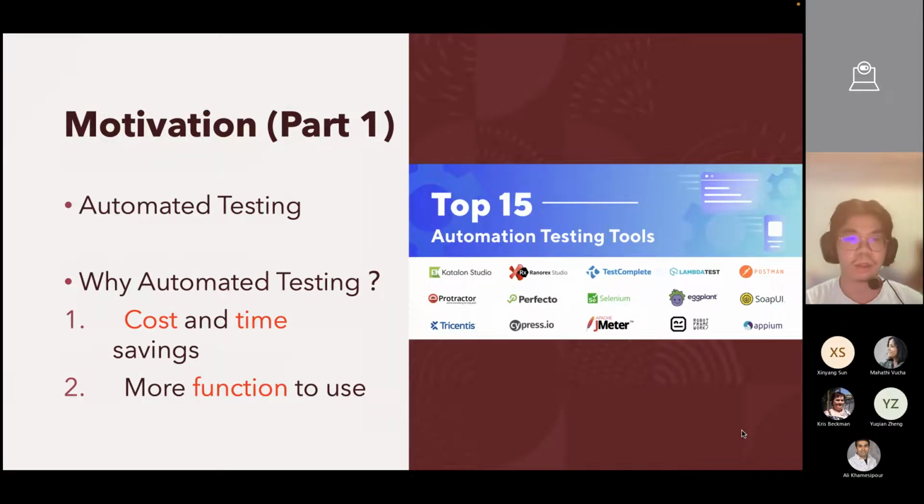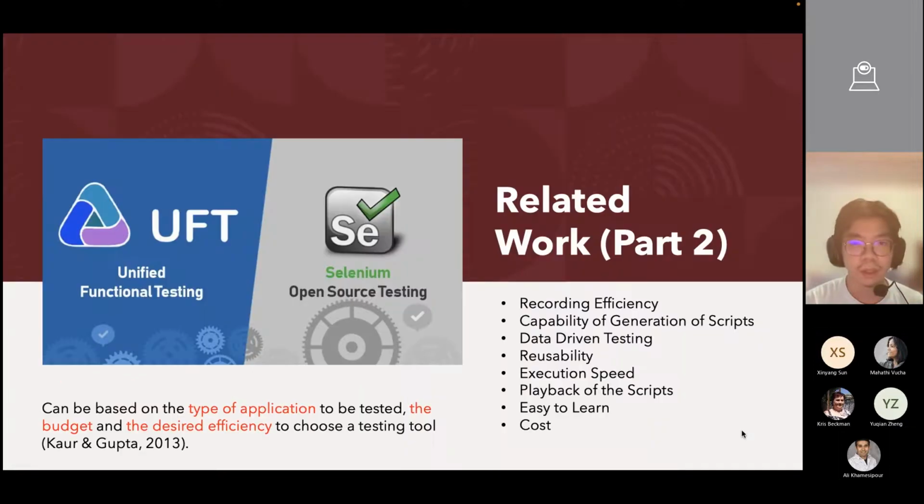So we have a lot of work to do, with both white box and black box testing, right? So how can we do this work faster? We need a tool, so we have automated testing. Automated testing saves cost and time, and has more functions to use, so it can do a lot of jobs at the same time. So I want to introduce 2 products.